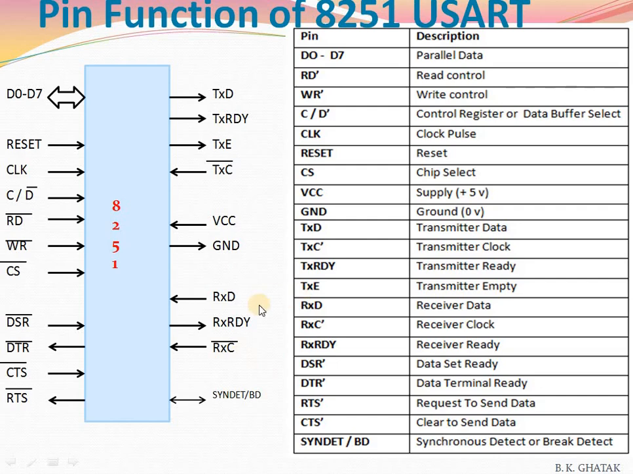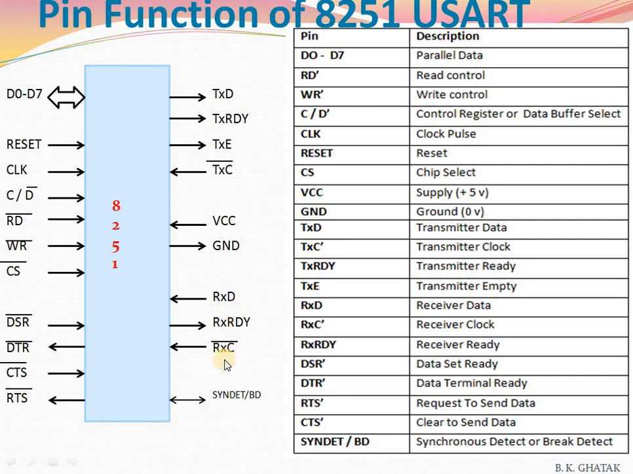Then the receiver signals. There are 3 receiver signals: one is RXD, another is RXRDY, and the RXC bar, that is the receiver clock. So the first one is RXD. RXD means receive data. The 8251 receives data bit by bit serially through this line and converts it into a parallel byte in the receiver input register.